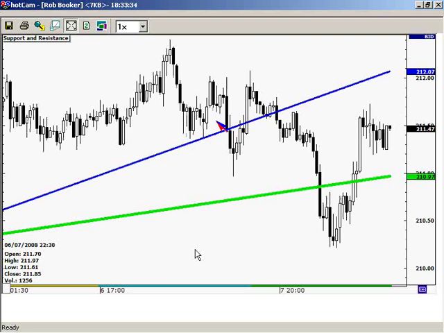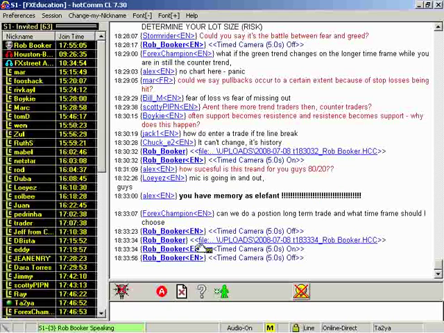Sorry, people. Trend line number 1 was broken here. Stop loss was all the way up there. Profit target down here. And it rose back up. It jumped up, then fell back down and broke through the trend.